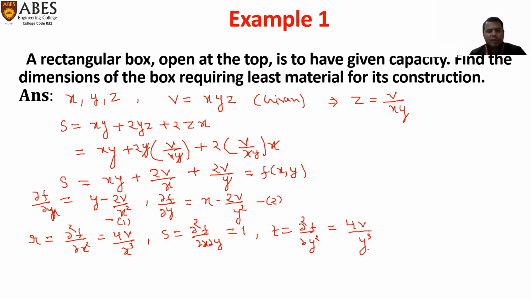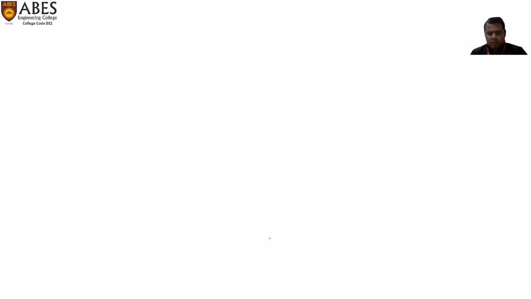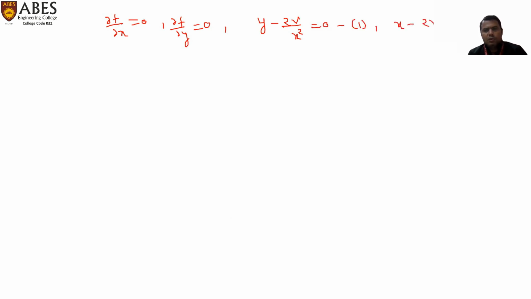Now for the stationary point, we put del f over del x equals 0 and del f over del y equals 0. Then we get two equations. One is y minus 2V upon x squared equals 0. This is equation number 1. And x minus 2V upon y squared equals 0. This is equation number 2.